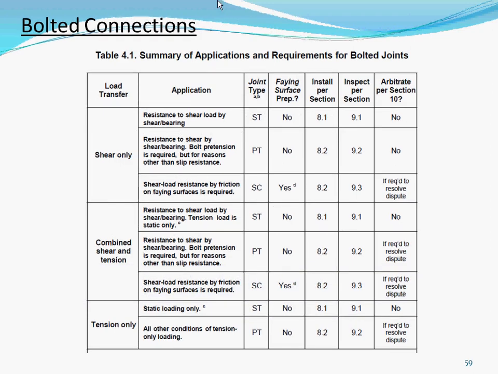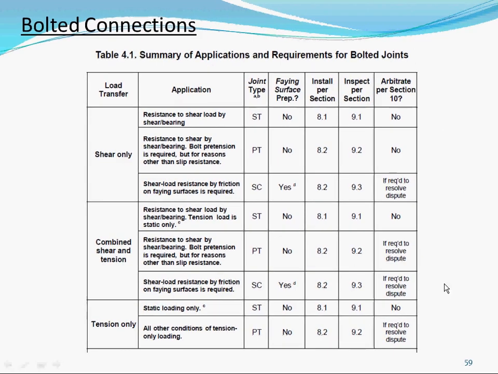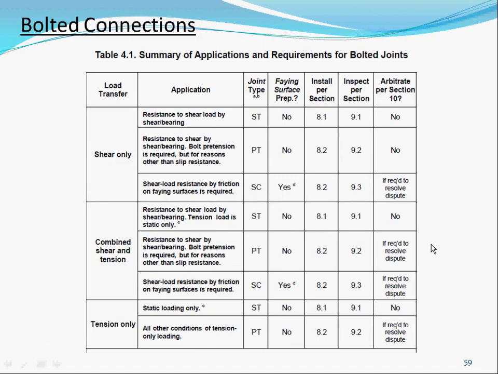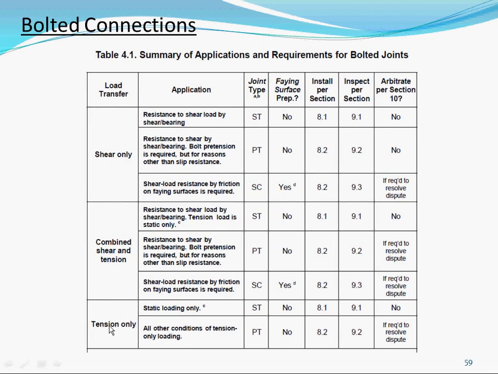However, now when you're tightening the bolt, what kind of joint type do you have? And what kind of load transfer? Remember we said you load the bolt in shear only, in tension, or combined tension and shear. So for ours, this in here is tension, exactly. So what does it say? Static loading, snug tight. All loading, pretension. That means this bolt is pretensioned.